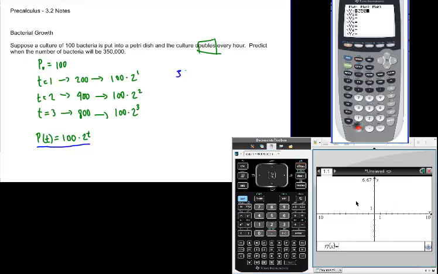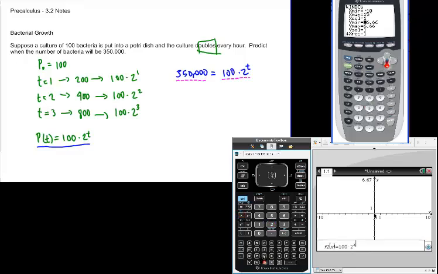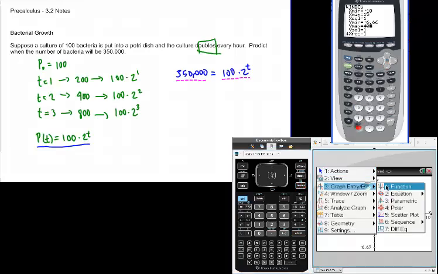And I'm just going to take my 350,000 and set it equal to 100 times 2 to the t power. And that's all there is to it. And there's two ways that you can solve this. You can graph both sides and find where they intersect, which is really easy. You can use your calculator.